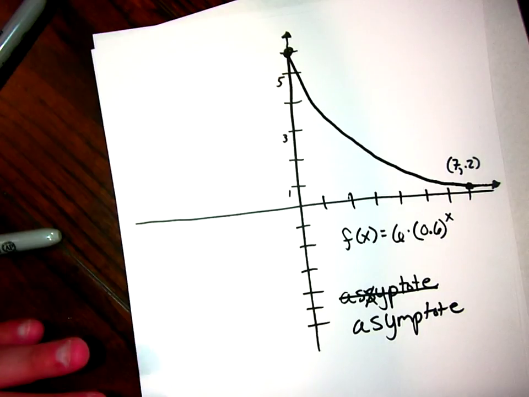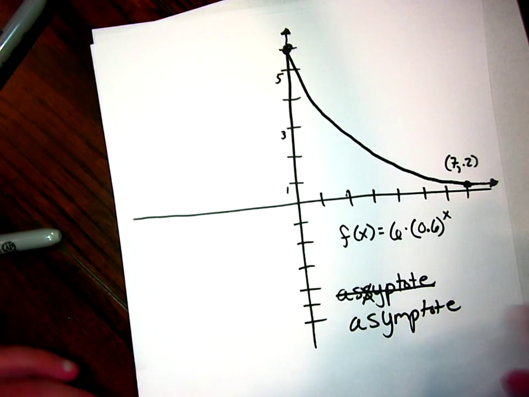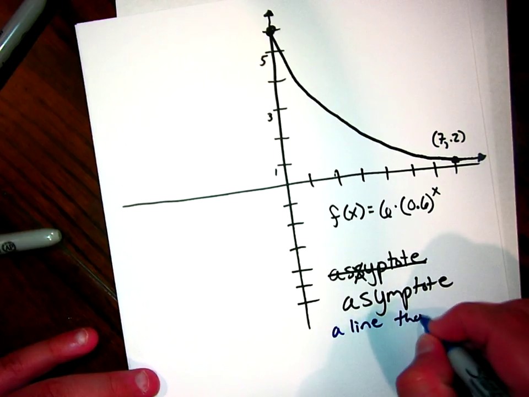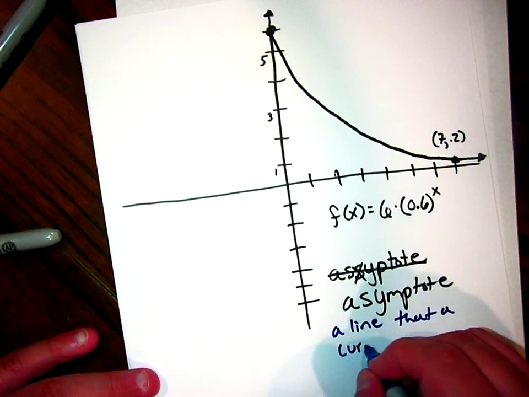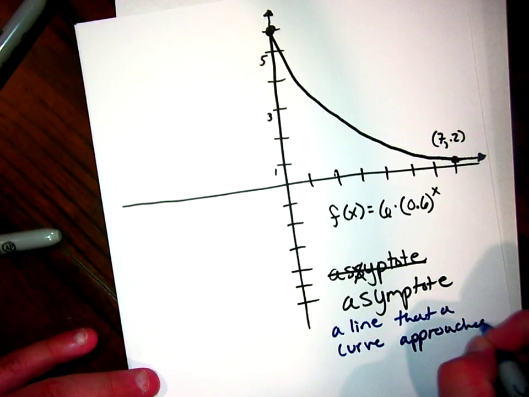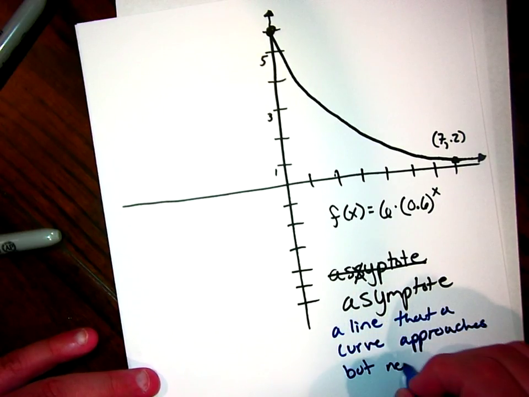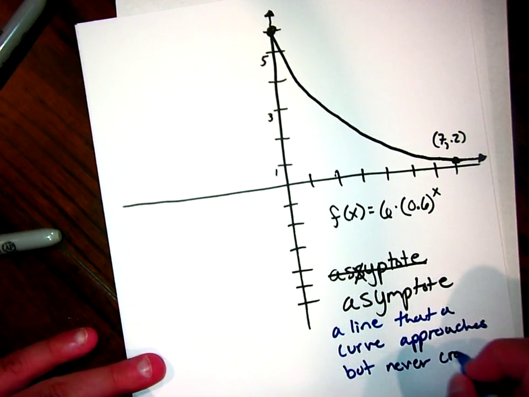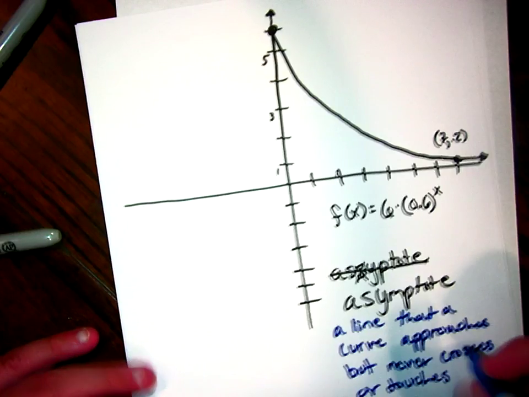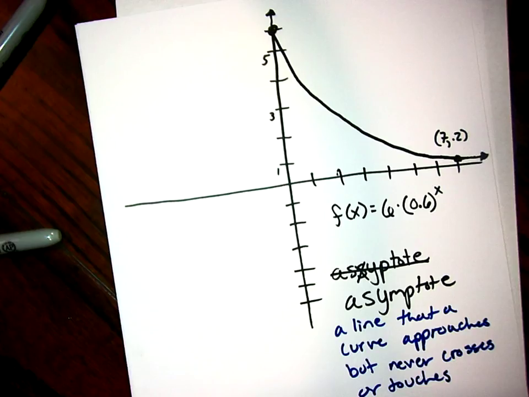So that's what an asymptote is. It's a line that a curve approaches but never crosses or touches. You'll see one in every exponential function. Every exponential function has an asymptote. And it cannot touch it. You cannot touch the asymptote.